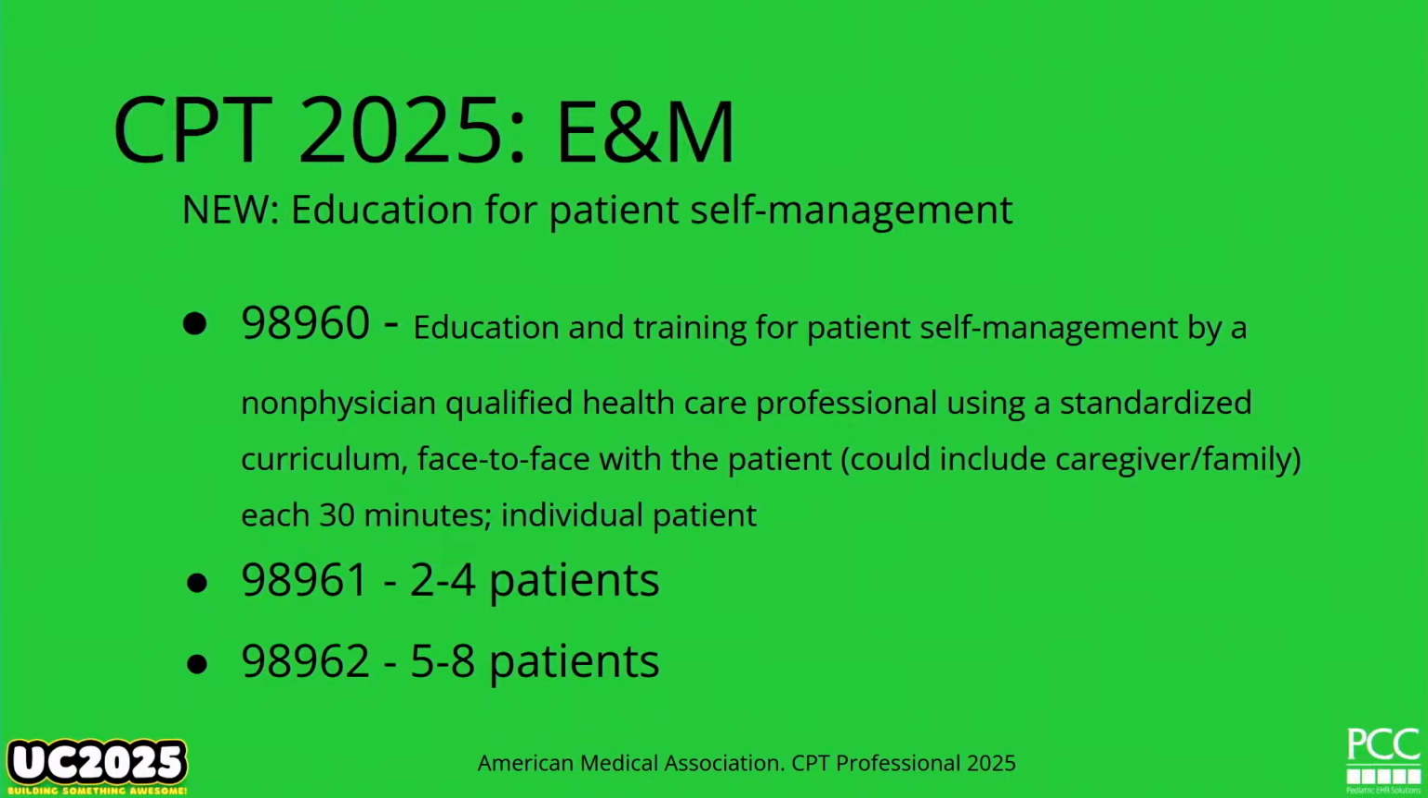We also have new codes for education for patient self-management. This is the 98960 through the 98962. This is essentially what can be a group session going for those 2 to 4 patients for the 98961, and 98962 is for 5 to 8. Again, education and training for patient self-management by non-physician QHCP using a standardized curriculum. And there is, again, a face-to-face with the patient. It could include the caregiver or family, but it does require the patient.